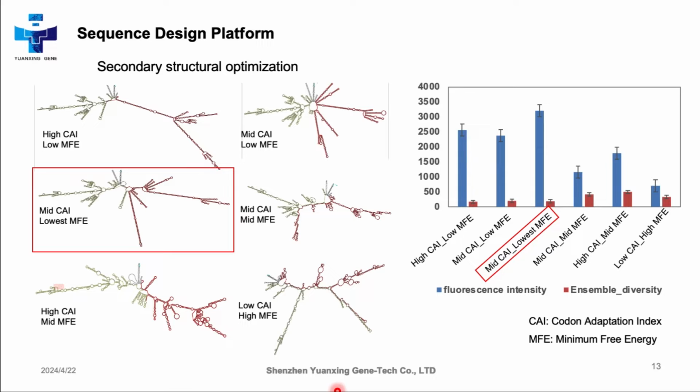We can see that the CDS designed with the mid CAI and the lowest MFE has a compact secondary structure. It does not have as many loops as the CDS designed by the low CAI and the high MFE. So it is more stable and not easily digested by the endonuclease. We compared the expression of the luciferase with different designs and found that with the mid CAI and the lowest MFE, it has the highest gene expression.